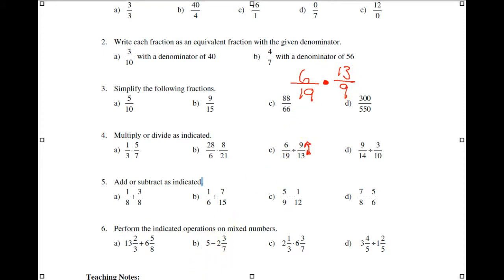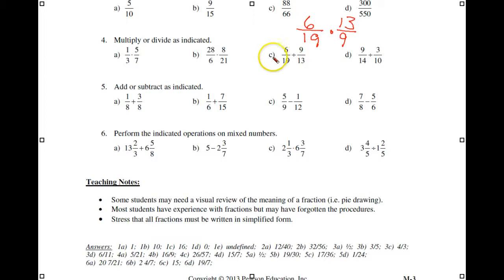Let me double check letter C with you. Again, we're going to cancel out a common 3, get a 2. A common 3 out of 9 and get a 3. Here we can't cancel. And this is 2 times 13 is 26. 3 times 19 is 57. And we may have shown that right here.